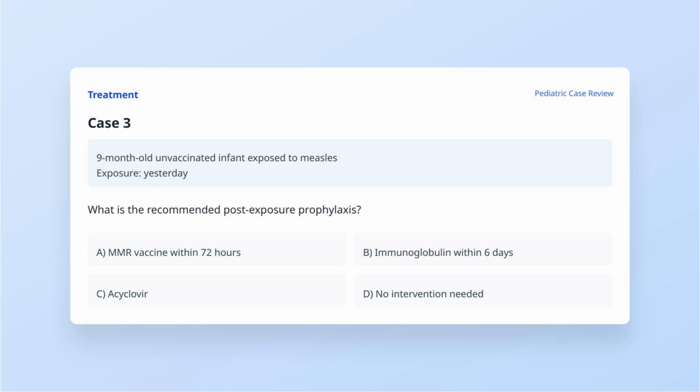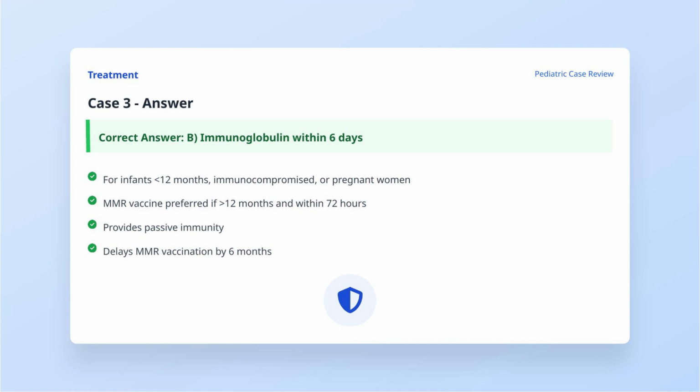A 9-month-old unvaccinated infant has been exposed to their sibling with confirmed measles yesterday. What is the recommended post-exposure prophylaxis for this infant? A. MMR vaccine within 72 hours of exposure. B. Immunoglobulin within 6 days of exposure. C. Acyclovir. Or D. No intervention needed. The correct answer is B. Immunoglobulin within 6 days of exposure.